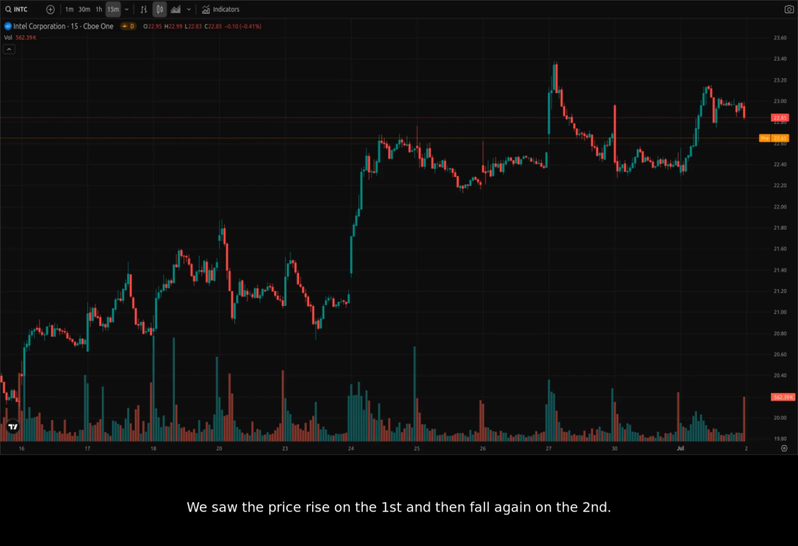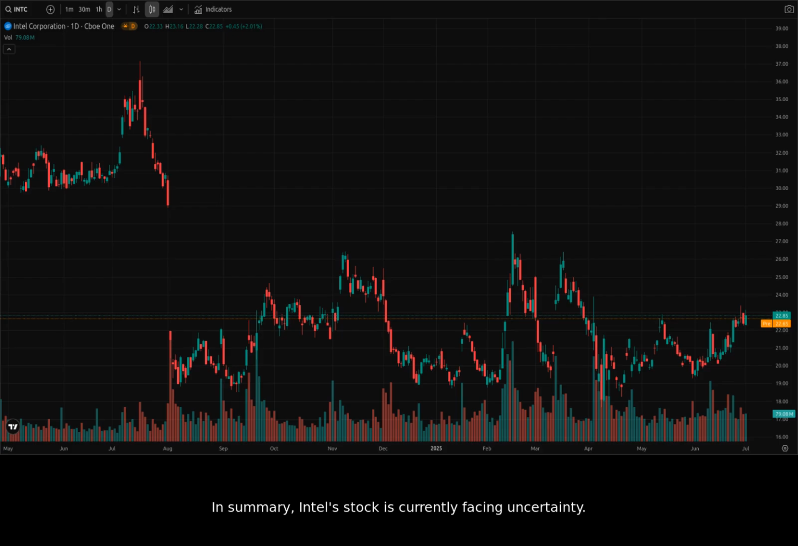We saw the price rise on the 1st and then fall again on the 2nd. From the 15-minute chart, we can see prices consolidating around the $22.80 range as well. In summary, Intel stock is currently facing uncertainty.